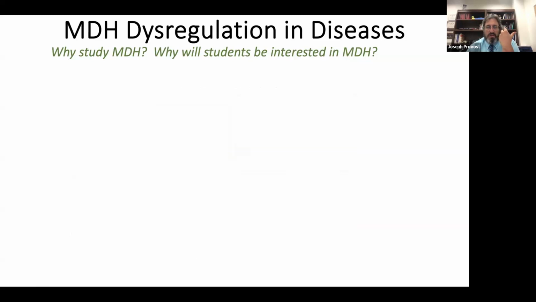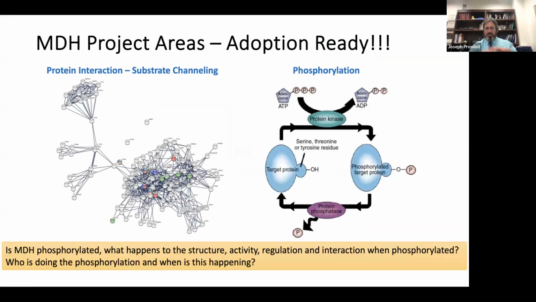So when MDH is dysregulated, there are questions in all sorts of diseases that very few studies are out there on. So students should be interested in something like this. In general, what we're talking about today is MDH post-translational modification, focusing on phosphorylation. There's a lot of areas that people are working in right now, and a lot of areas that I'm calling adoption ready.